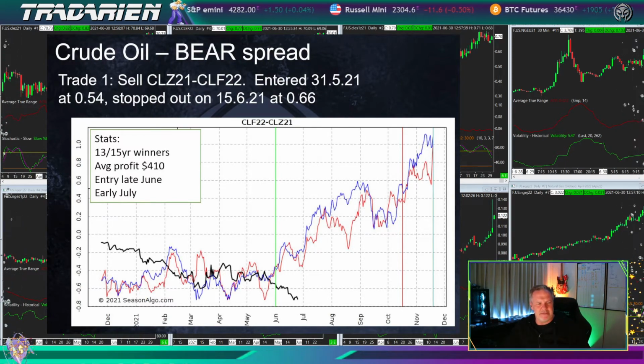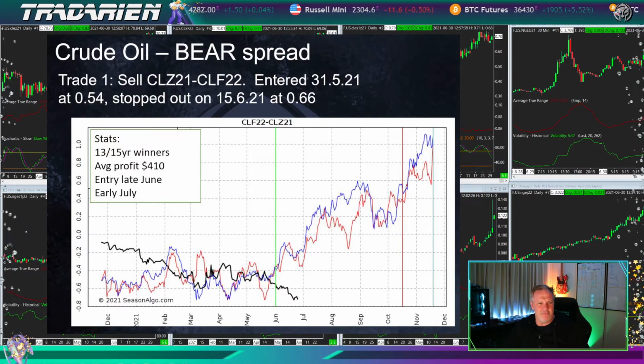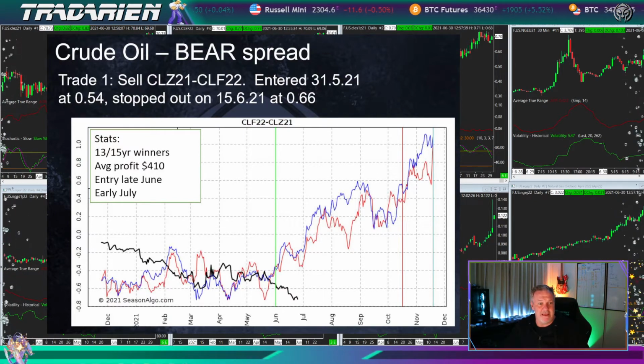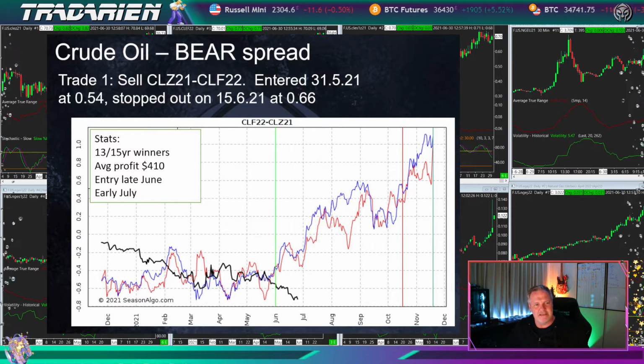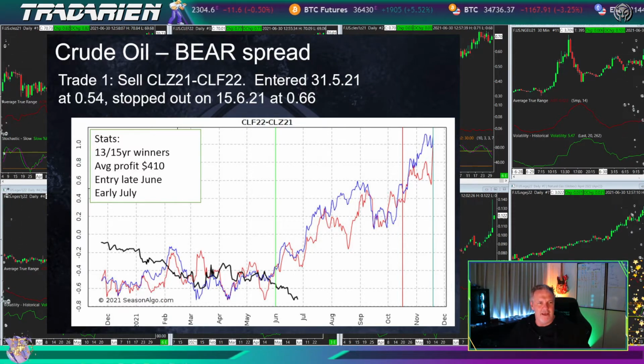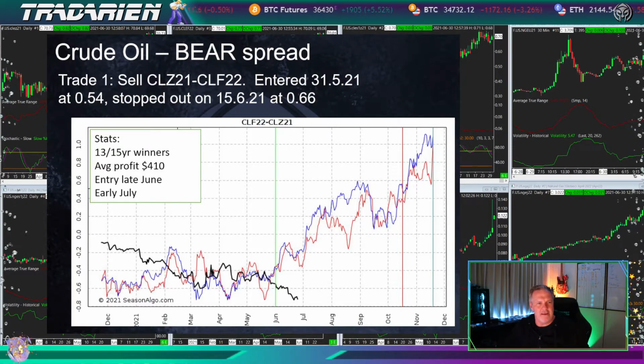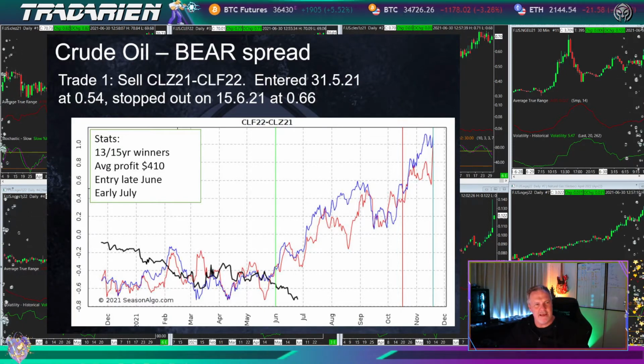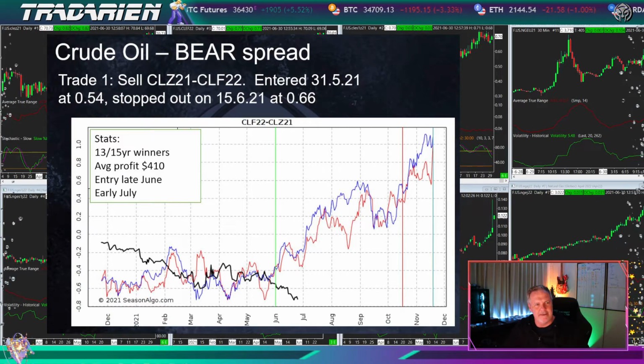As you can see from this one, this spread chops about for months leading up to the start of July, when it has potential to make a decent move. Okay, so we've entered this spread late May, stopped out early.